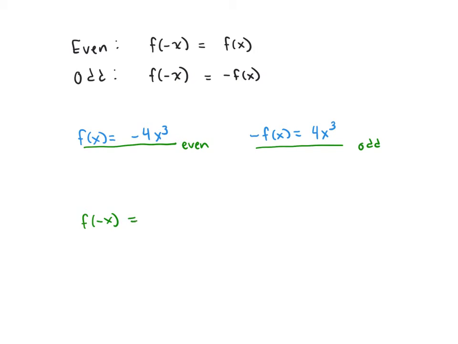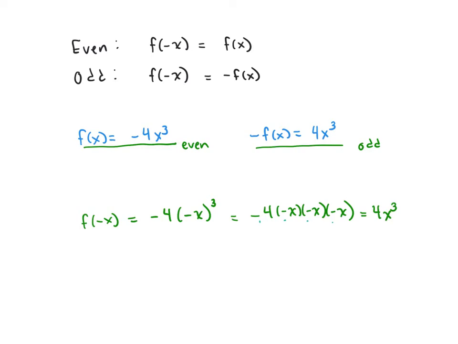So now if I replace x with negative x in this function, I will get negative 4 times negative x to the third power. Now negative x to the third power is negative x times negative x times negative x. You don't have to write this out, but just to show you, there are 3 negative signs, and that's going to make it a positive 4x to the third.